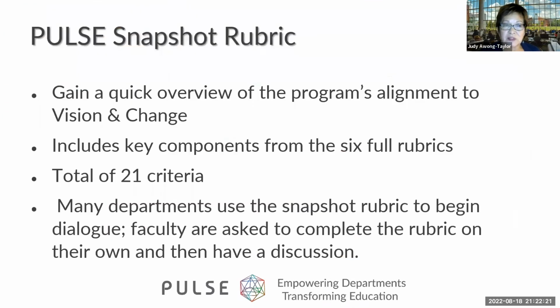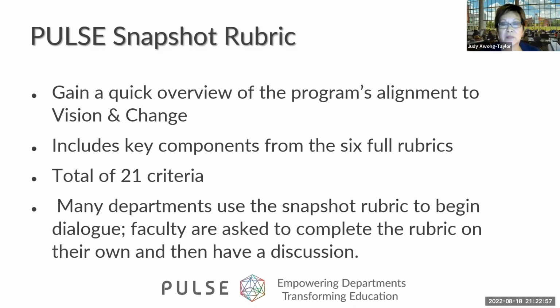We know that completing the full Pulse rubrics can be a big lift for some departments. And so, as such, we have created the snapshot rubric to allow faculty and administrators to gain a quick overview of the alignment of their life science program with some of the major elements of the recommendations of the Vision and Change report. So the snapshot rubric includes key elements from the 6 full rubrics and has a total of 21 criteria.